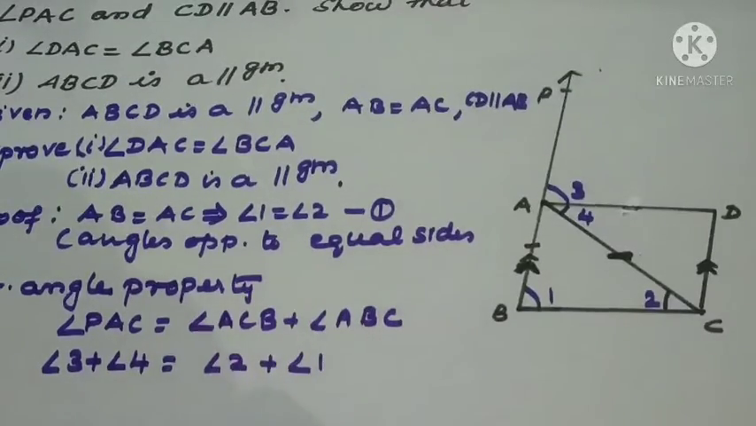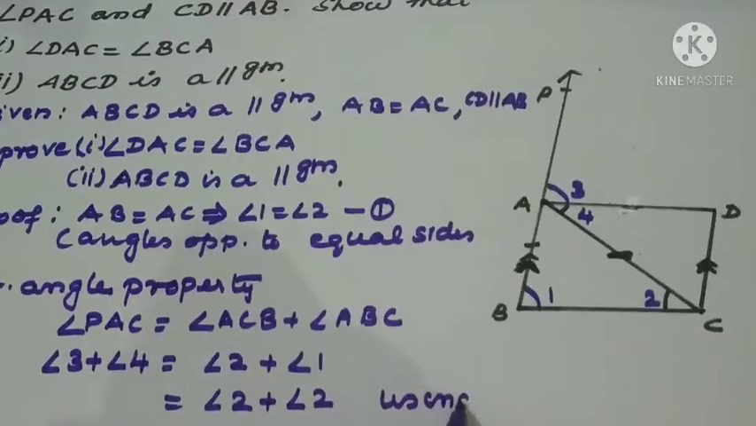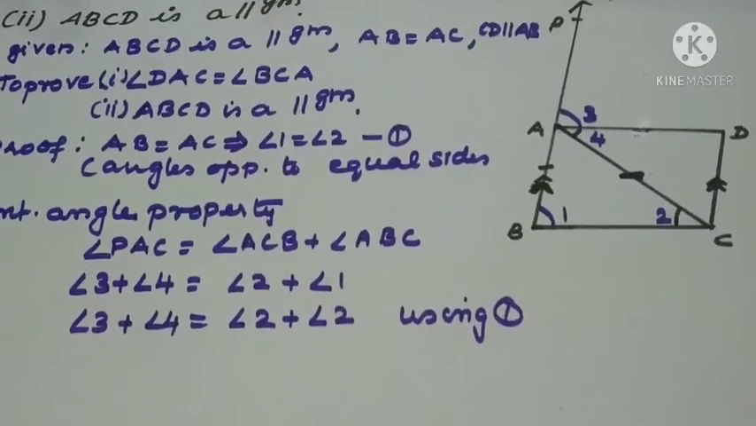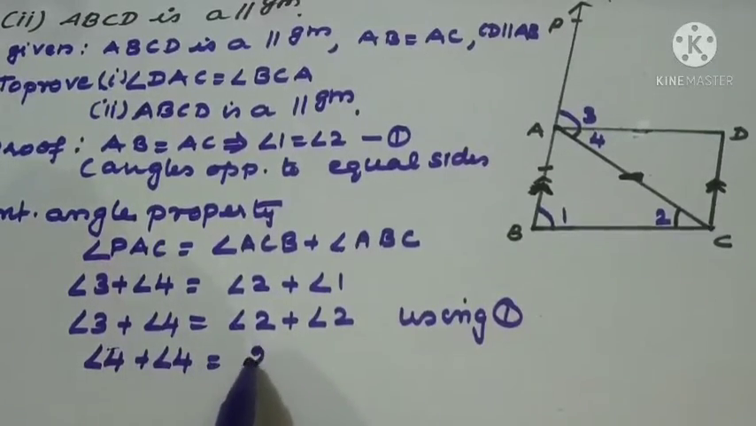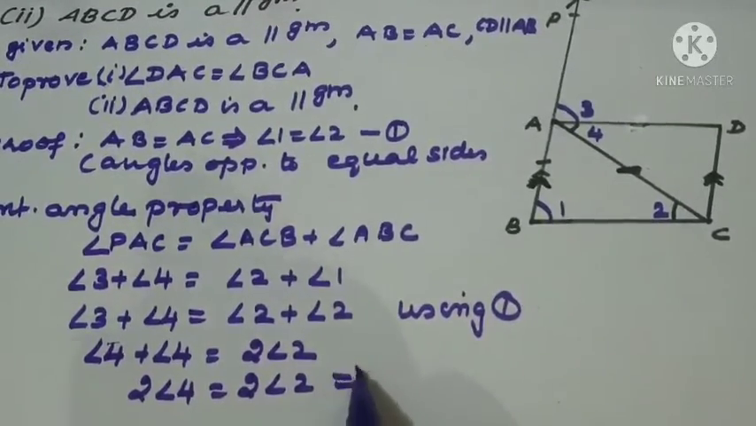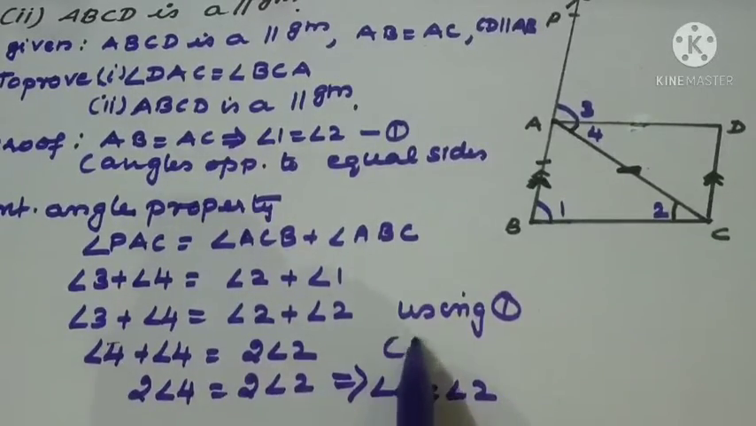Angle 2 and 1 are equal. So what we can write? It is equal to angle 2 plus angle 2 using 1. Now angle 3 plus 4 also, if you consider by bisector property, we can write angle 4 plus angle 4 equal to 2 times of angle 2, or we can say that 2 times of angle 4 equal to 2 times of angle 2 implies angle 4 equal to angle 2. Here what we can write? Bisector property.